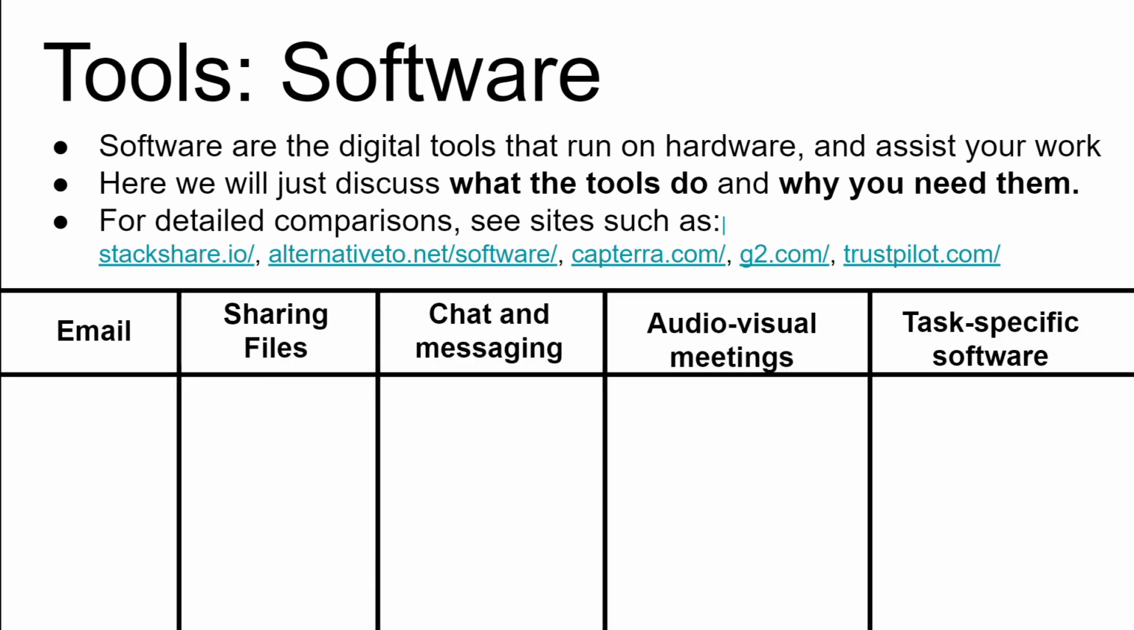Here we've provided the sheet categorized into 5 areas and left it for you to print and fill out or digitally fill out. The first category is email. The second is sharing files, such as cloud storages. The third is chat and messaging programs. The fourth are audio-visual meeting software. And the fifth are task-specific software, for example, related to image processing or scientific research.